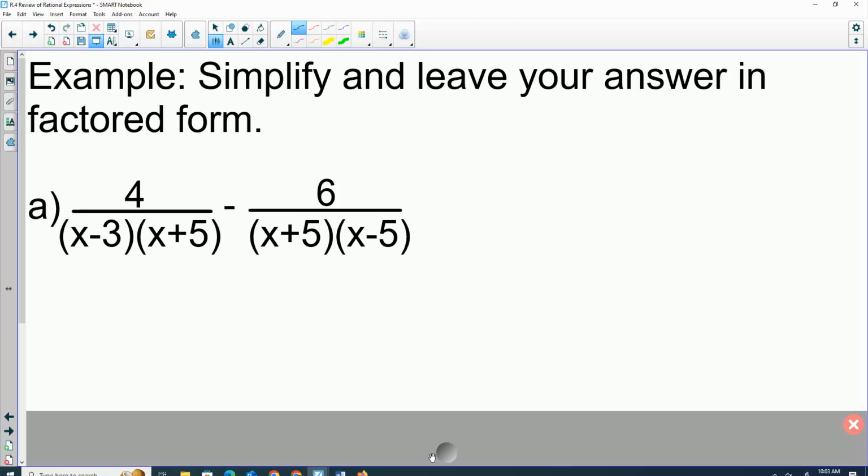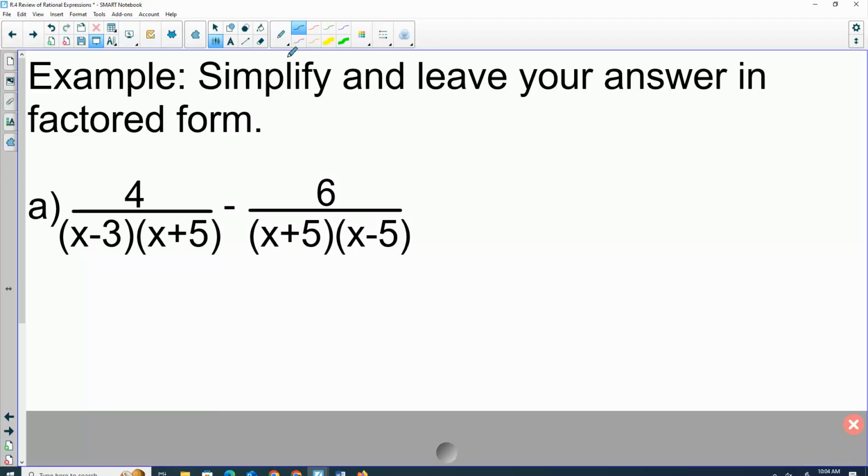First, this one is set up to help us that our denominators are already factored. If they weren't, I recommend factoring the denominators first because you don't want to make your problem more complicated than it has to be. So first step is always going to be to factor our denominators. Now we have to look at these factors and create a common denominator.